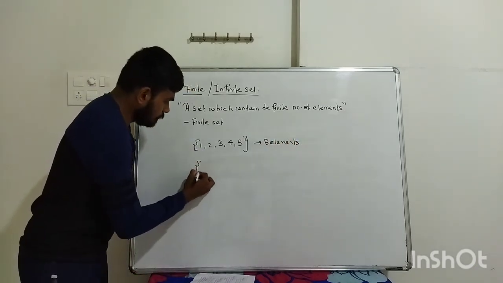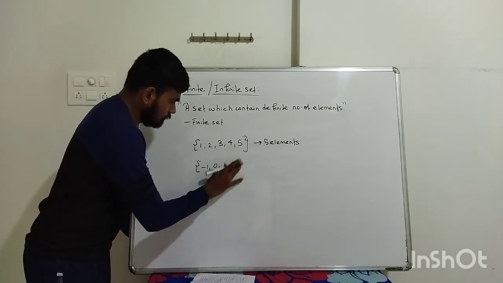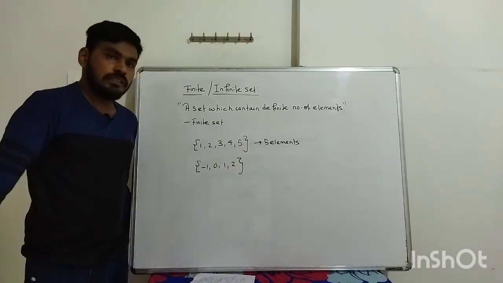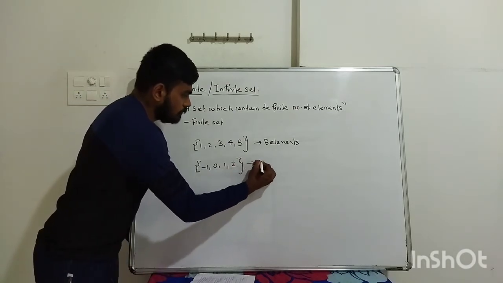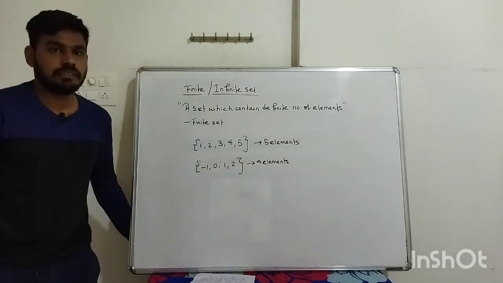Similarly, how many elements does this set contain? See, 1, 2, 3 and 4. So 4 elements. So clearly this is a finite set.